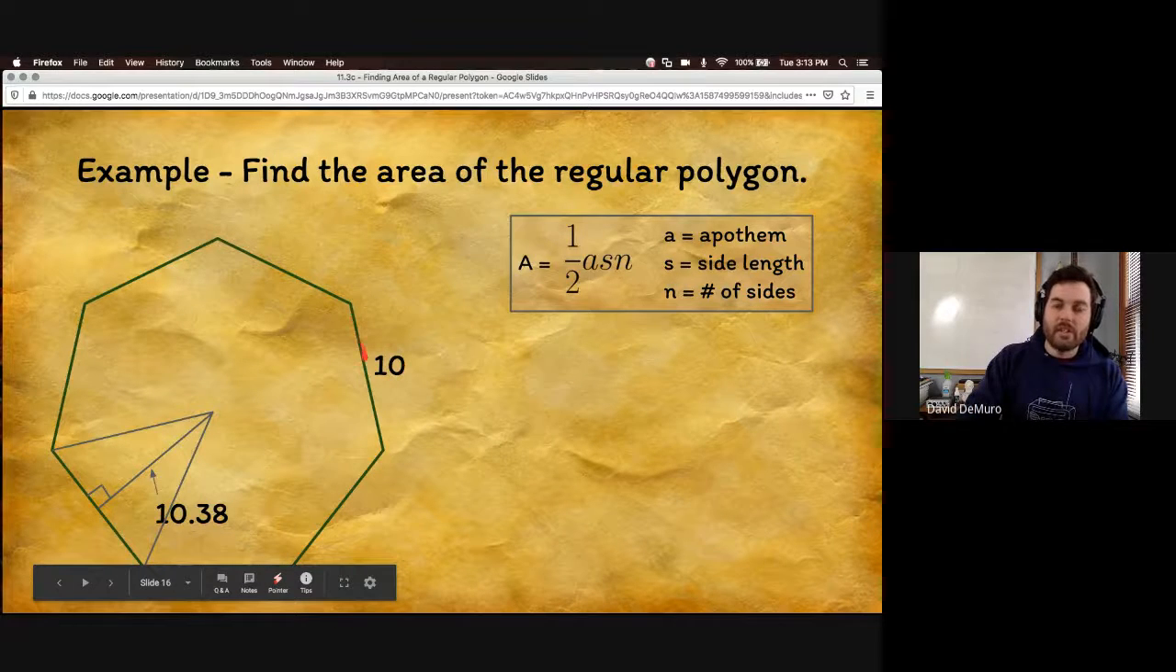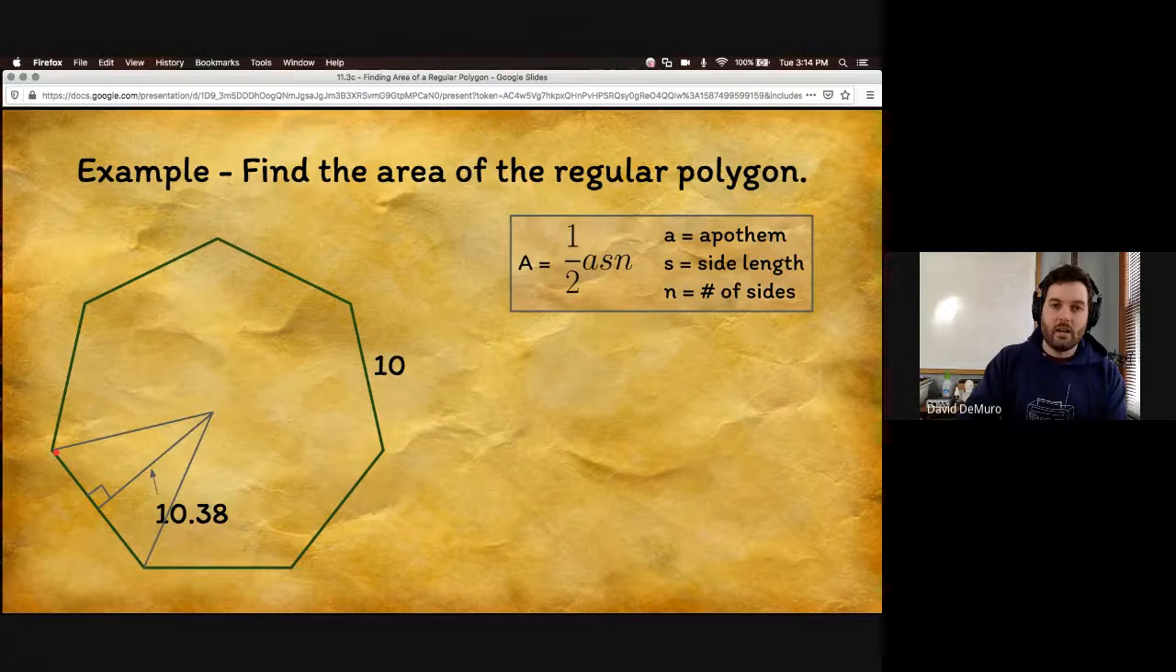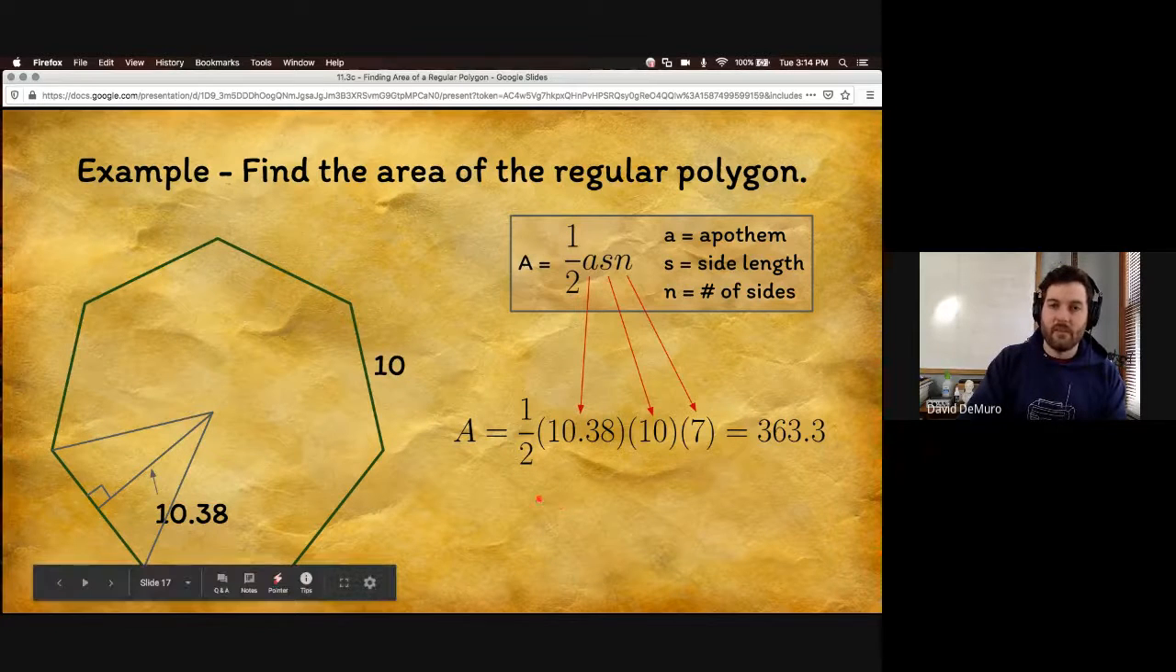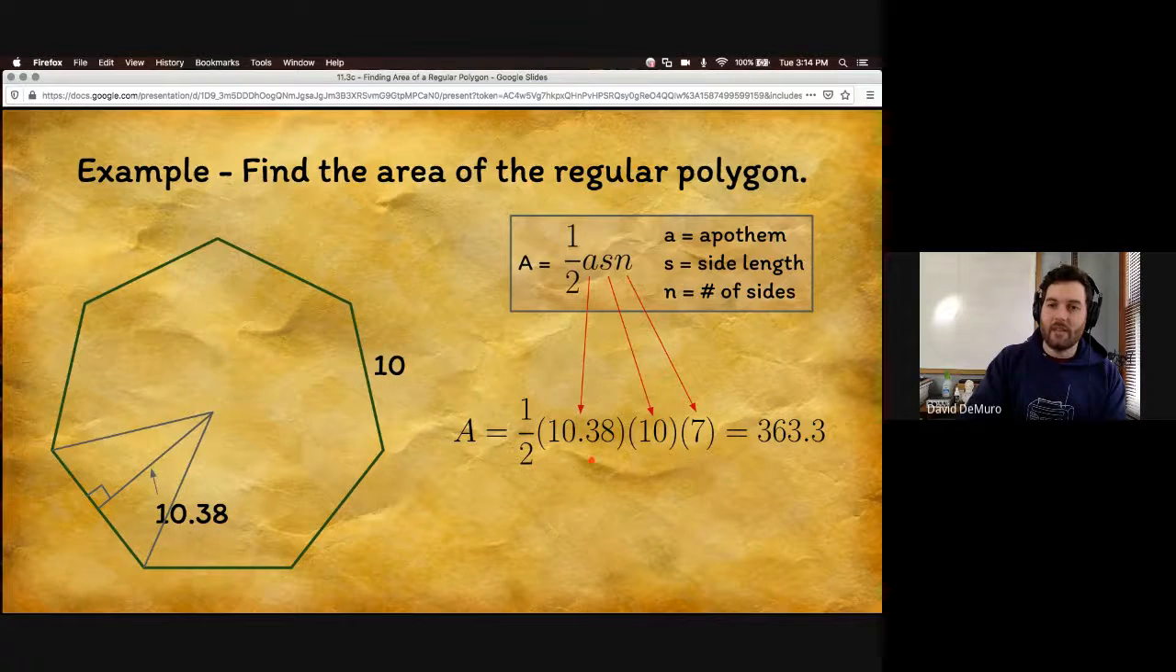So even though this 10 is the side length that's not connected to this triangle, since this is a regular polygon, all the sides are 10. So this side here connected to the triangle is 10. So we have 1/2 of this apothem, 10.38, times that side length, 10, times there would be 7 triangles altogether, is going to give us our area. So 1/2 of 10.38 times 10 times 7. That's 1/2 of the apothem times the side length times the number of sides gives us our area, 363.3 square units.